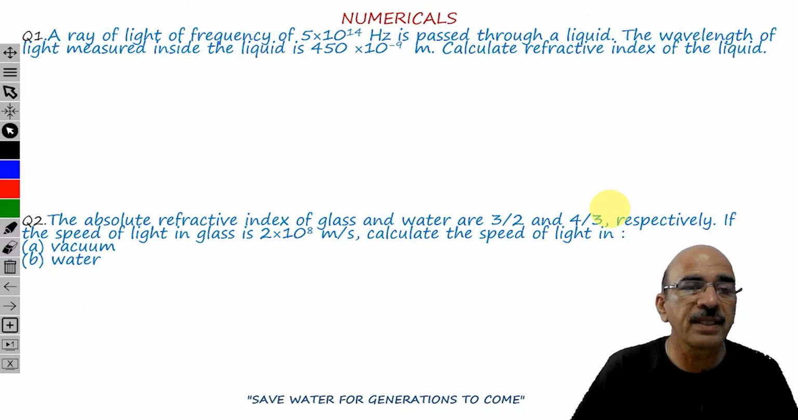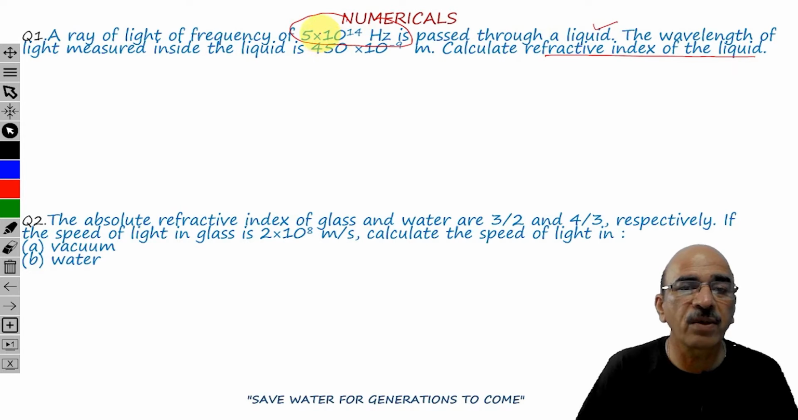So the first numerical is: a ray of light of frequency 5 into 10 raised to 14 is passed through a liquid. The wavelength of the light measured inside the liquid is 450 into 10 raised to minus 9 meter. Calculate the refractive index of the liquid. This we have to find, okay?